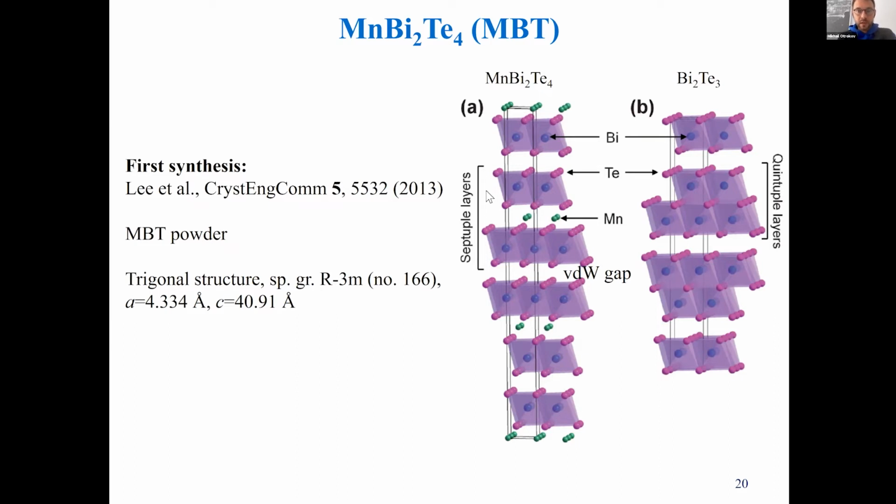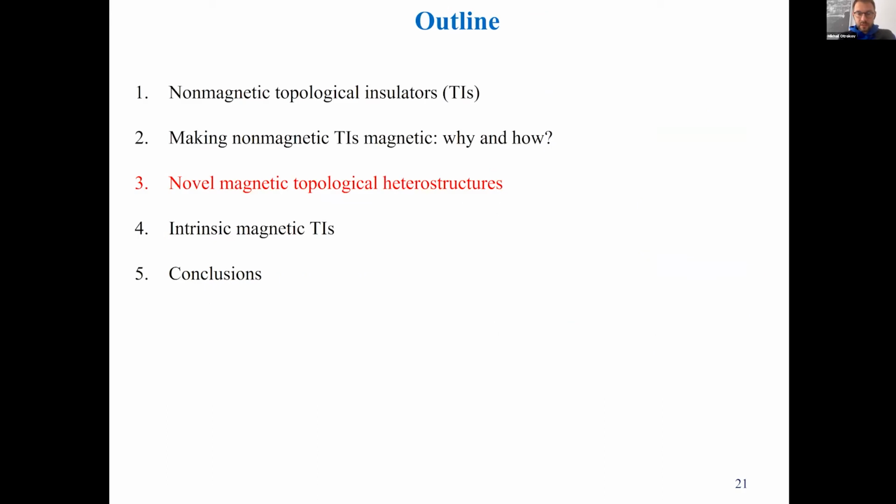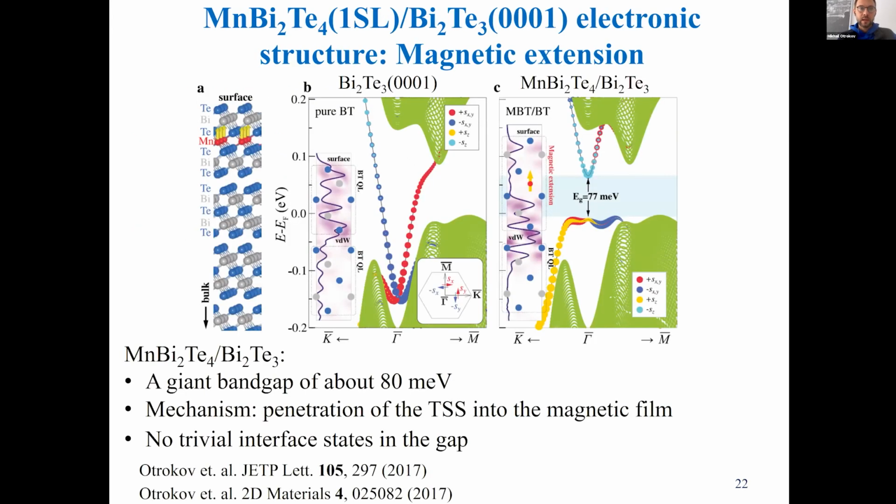So I continue. The first thing that was done in the context of topological insulator business with this material was to consider its thin films on top of a non-magnetic TI. Basically, we did it because it was simpler than studying MBT in bulk, which we were also doing back then, but it is much more challenging. But I will tell about this a little bit later. So here I would like to illustrate one concept which was called magnetic extension.